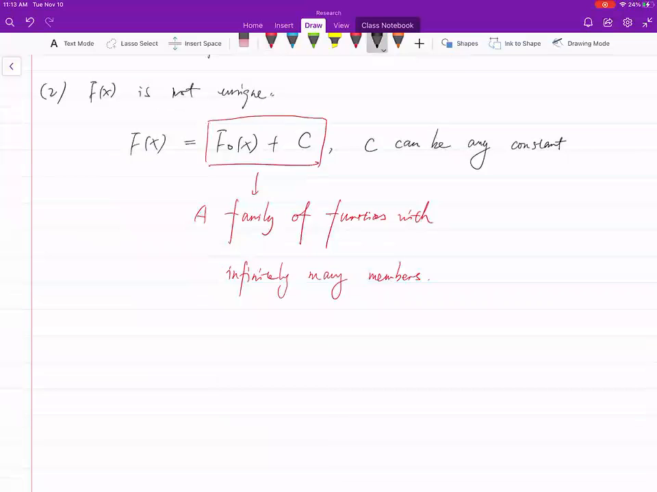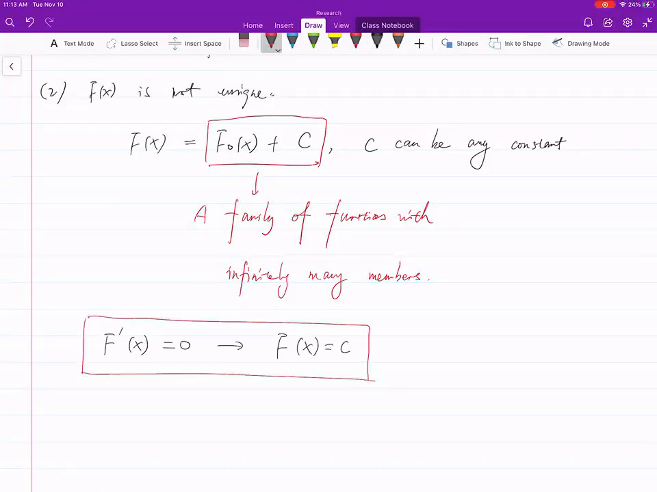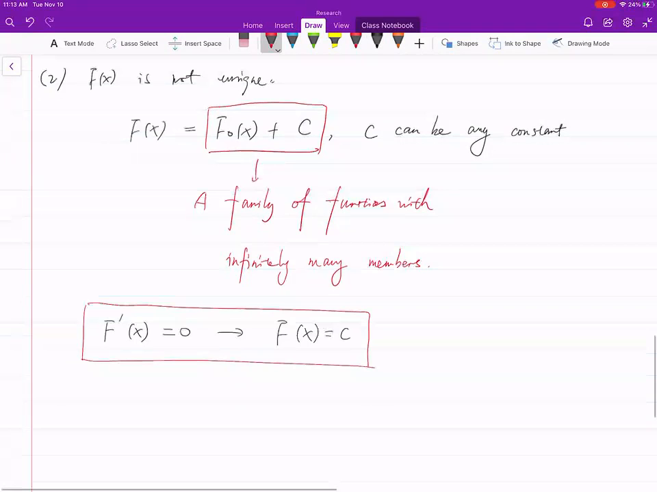The reason is because if f prime of x equals 0, then f(x) equals c. That's the corollary we got from the mean value theorem. This one guarantees that if there is any other function which has the same derivative as yours, the difference will just be a c. Sounds good? All right.